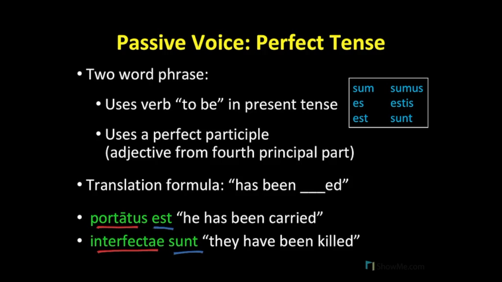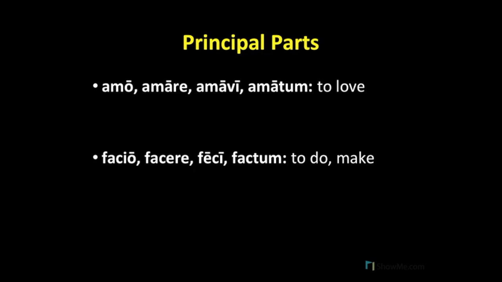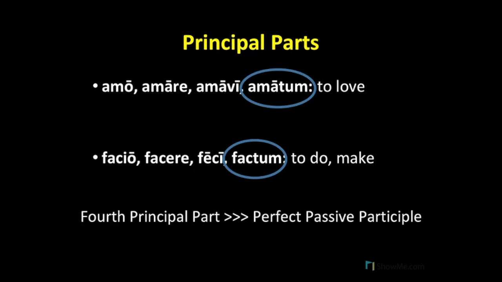Both translations use the "has been" formula. Now, let's talk about participles and principal parts for a moment. You know that every principal part has a specific purpose for verb formations. For the perfect passive, we will need to use the fourth principal part. This is what gives us the perfect passive participle, and we've already seen a couple examples of this.